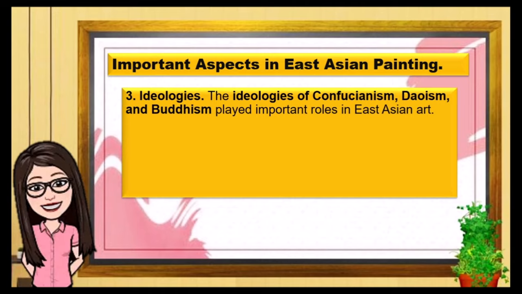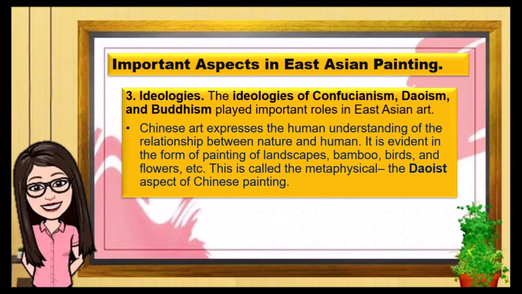Next, ideologies. The ideologies of Confucianism, Taoism, and Buddhism played important roles in East Asian art. Chinese art expressed the human understanding of the relationship between nature and human. It is evident in the form of painting and landscapes of bamboo, birds, and flowers, etc. This is called the metaphysical, the Taoist aspect of Chinese painting.